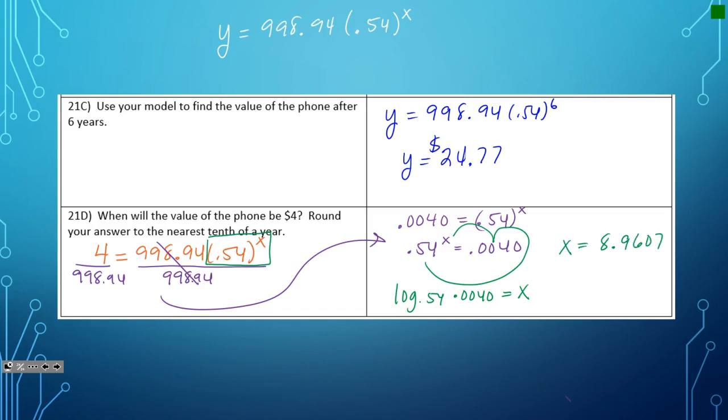8.9607, but we're talking about years, and it asks us specifically to round it to the nearest tenth of a year. So that's 1 decimal place. So if I look at 1 decimal place, that's 9, but this 6 right here would change this 9 to a 10. So the rounded answer is actually going to be 9.0 years. So in approximately 9 years, the value of this phone would be $4.